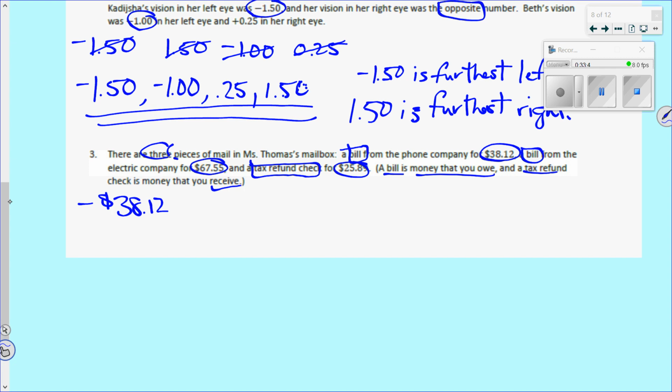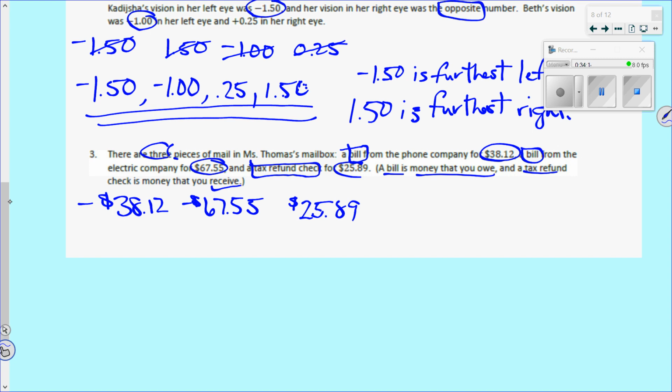A bill for $67.55 is going to be negative. And a refund check of $25.89 is going to be positive. I need to go from what? Least to greatest or greatest to least? Least to greatest. We're still under the same set of directions.